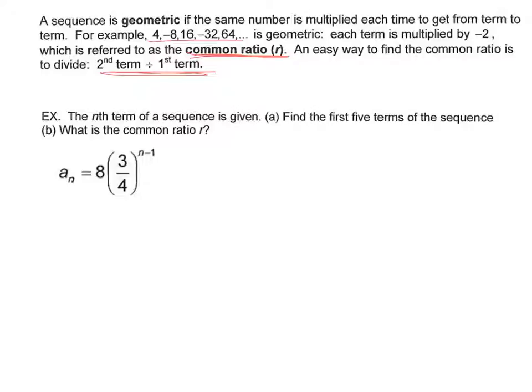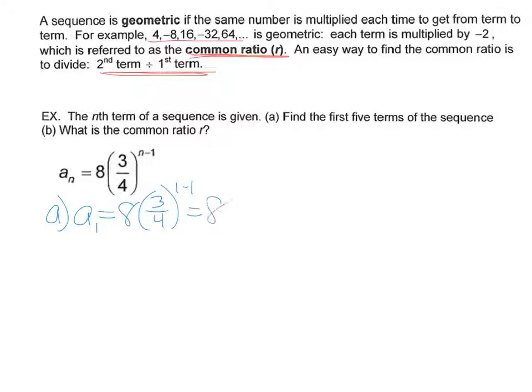Our first example says the nth term of a sequence is given. Part A, find the first 5 terms of the sequence. Part B, what is the common ratio? So we're going to have to, first of all, from 1 to 5, plug in numbers for n. So the first term, n would be 1. 8 times 3/4 to the power of 1 minus 1. So that would be 3/4 to the 0. Anything to the 0 power equals 1.